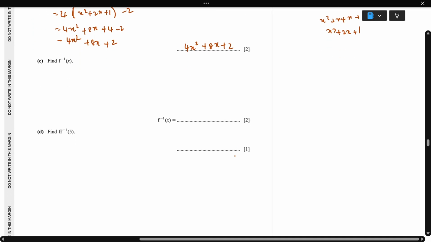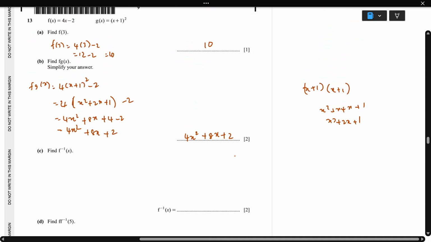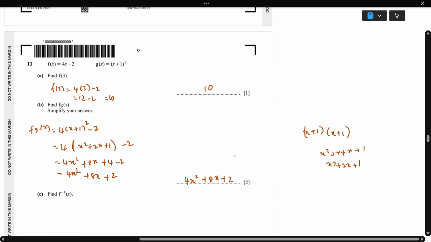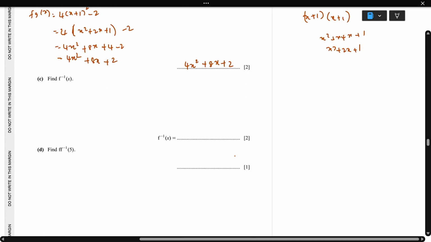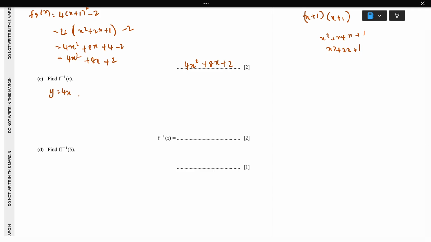The next question, find f inverse of x. So what is f of x? f of x is 4x minus 2. So first we'll write y equal to 4x minus 2. Okay, now I'll swap x and y: x equal to 4y minus 2. Now I make y the subject. So x plus 2 equal to 4y. Then bring the 4 here, so x plus 2 over 4 equal to y. That's the answer here, x plus 2 over 4.